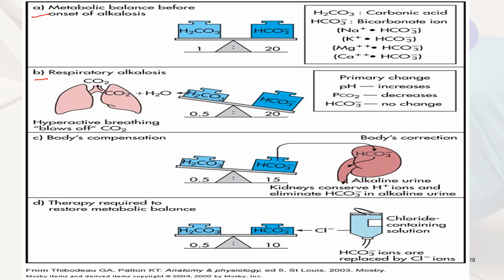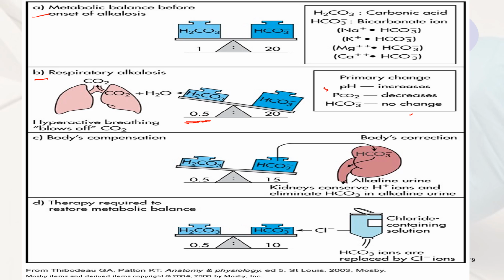So there is a decreased carbon dioxide level. So what happens here? The primary changes are that pH increases, PCO2 level decreases, and bicarbonate level has no change. As it is a 1:20 ratio, here the carbon dioxide level decreases and pH increases, so the carbonic acid level decreases. The bicarbonate level is normal.